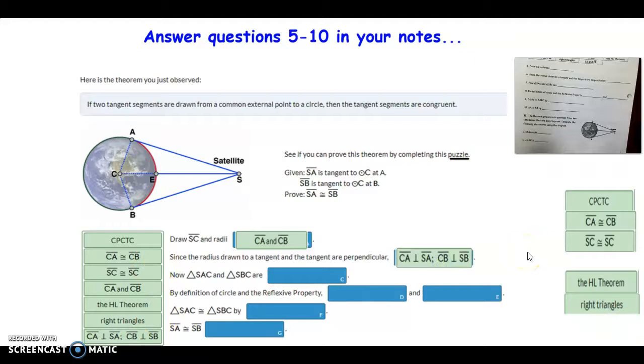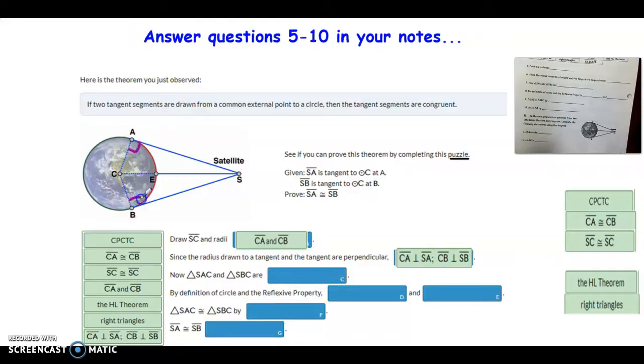Segments CA and SA are perpendicular, and segments CB and SB are perpendicular. Now remember, if you did not have answer choices here and you are writing this, you do need the segment bars when you're talking about a perpendicular relationship. Leaving them off, remember, represents numbers, and numbers cannot be perpendicular to each other. That doesn't make sense.